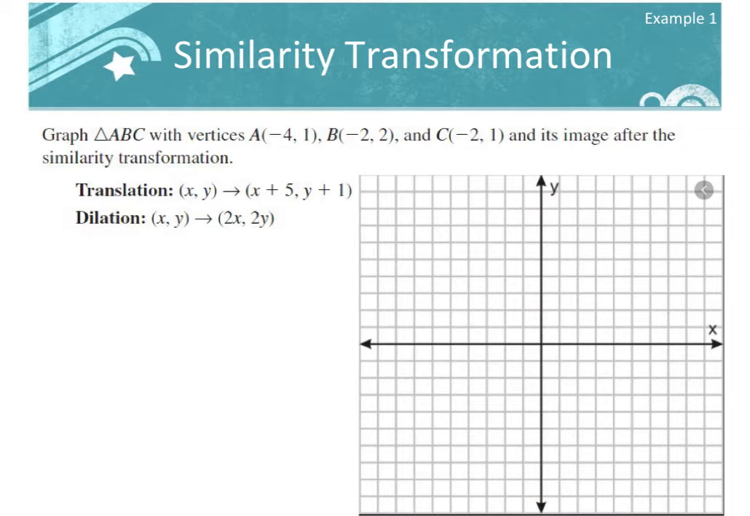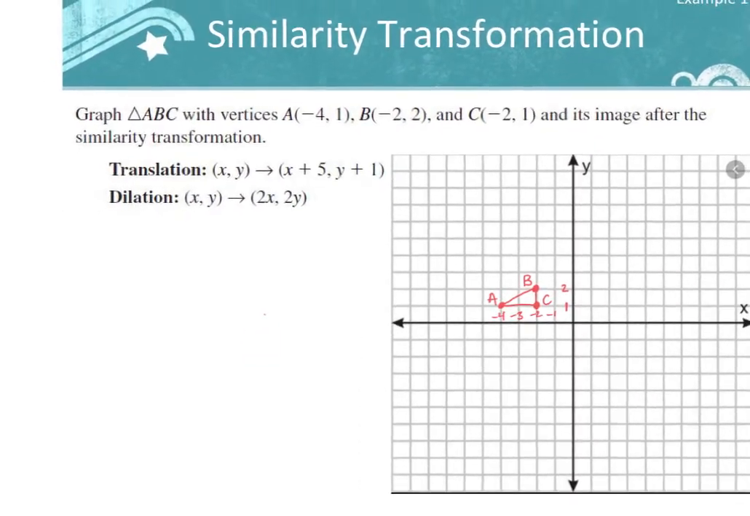Okay, this next one, we're going to actually perform a similarity transformation. So we're going to graph ABC with vertices A at -4, 1, B at -2, 2, and C at -2, 1. So let's go ahead and do that. A, B, and C. So A is at -4, 1. We go -1, -2, -3, -4, up 1. Here's A. B is at -2, +2. So that's right here, B. And C is at -2, +1. Here's C right here. So it's a nice, small, little triangle.